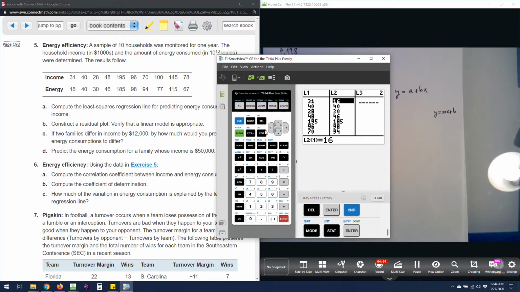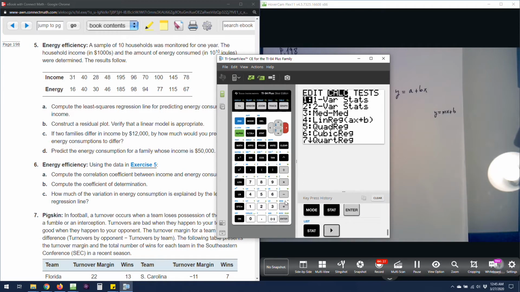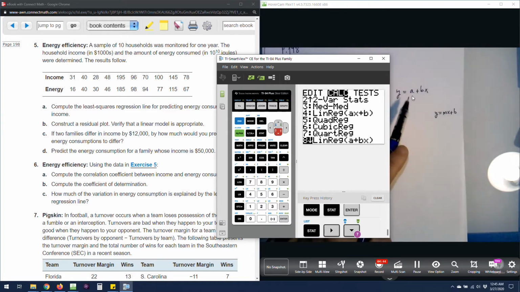So remember, you go to stat edit and then you want to enter one of the variables into one list. So this is my income list here. And then you want to enter the other variable, this is energy, into another list. Then we're going to go to linear reg, so stat calculate, and then option number 8. Remember, option number 4 is linear reg, but to match our book, we're just going to go to option 8, linear reg. The difference is that this lin reg a plus bx matches up with what the book does, a plus bx.